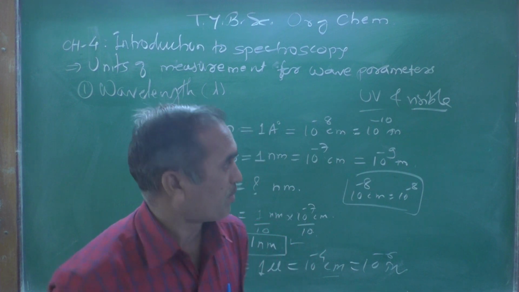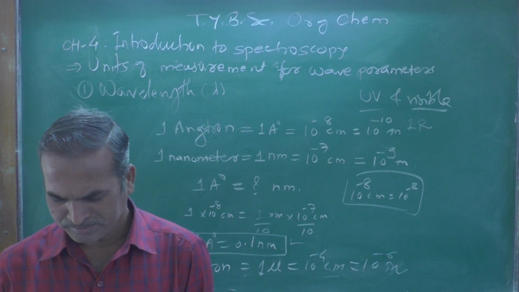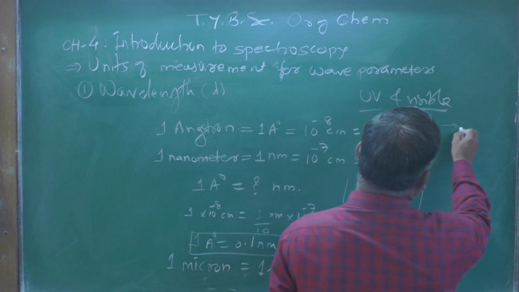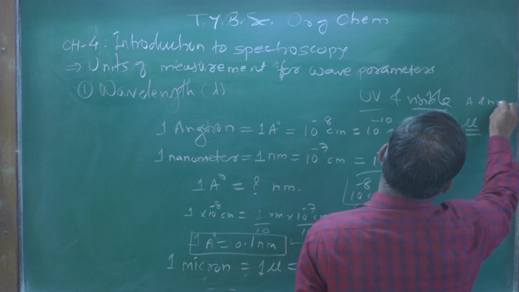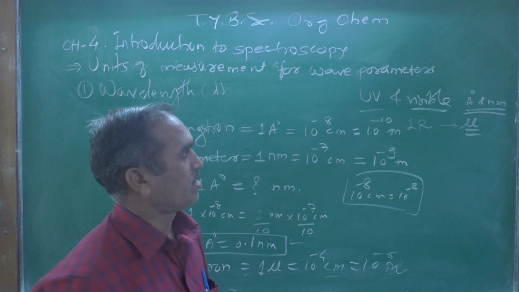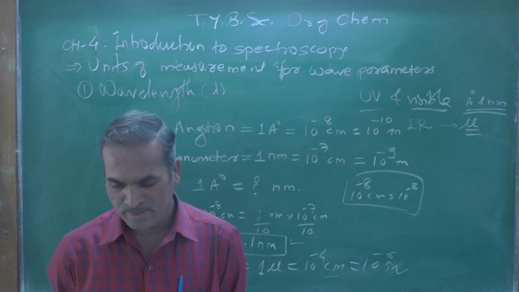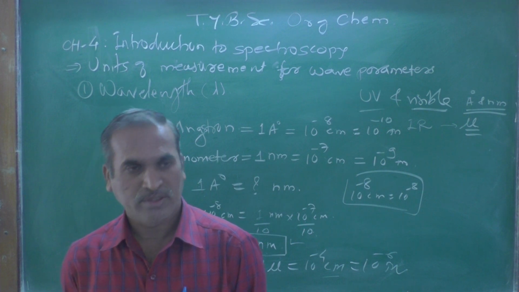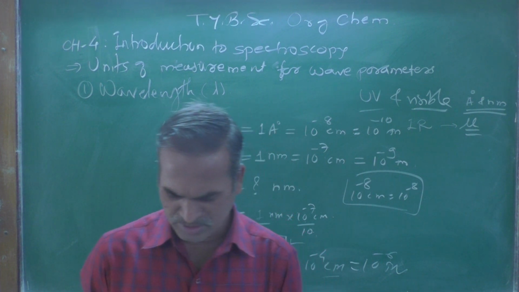When we work in the infrared region, the micron is the more convenient unit of measurement. Angstrom is always represented by A with a raised 0, like a degree sign, and the nanometer is used if you work in the UV or visible region. If you work in IR, then micron is a suitable unit of measurement. So this is all about the wavelength we have seen here.